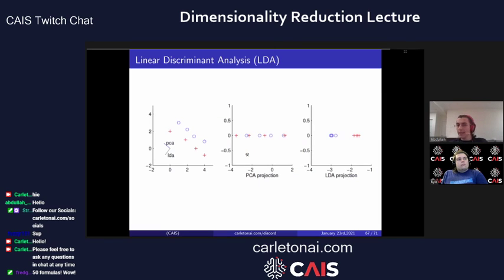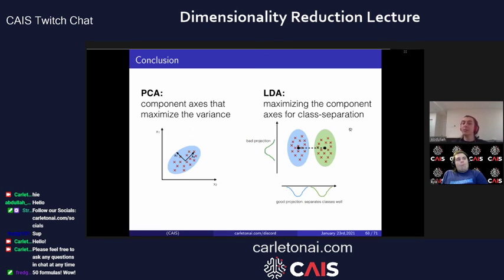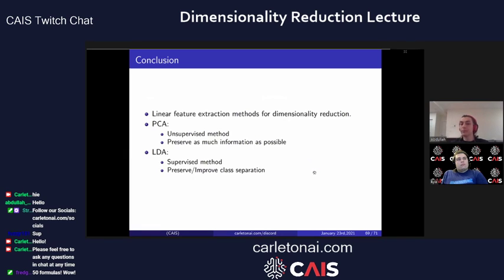So just a few examples to wrap up. If our original data looked like this and we had two classes, PCA will project the data to look like this, while LDA will project the data to have a much better class separation. PCA is going to transform the data, where the new basis vectors, lambda 1, lambda 2, maximize the variance, which means preserve as much information as possible, while LDA will try to project the data in order to maximize the class separation, right?